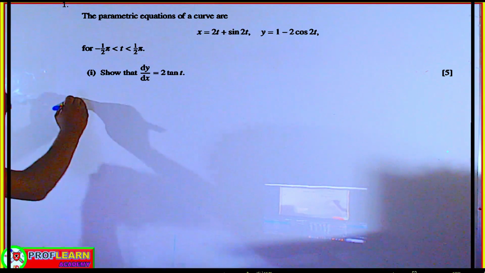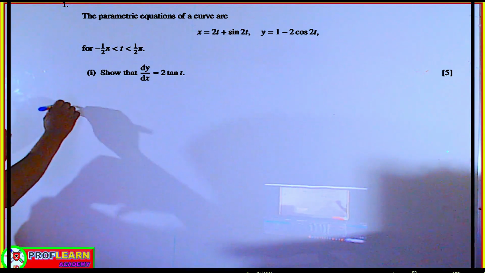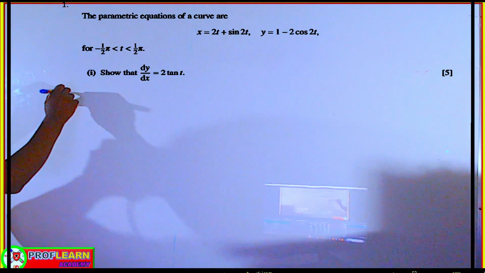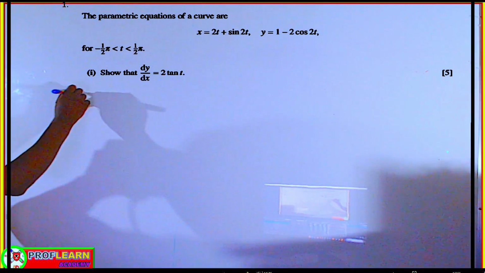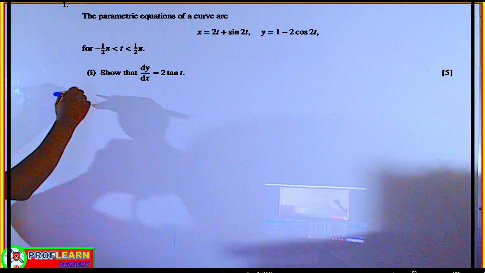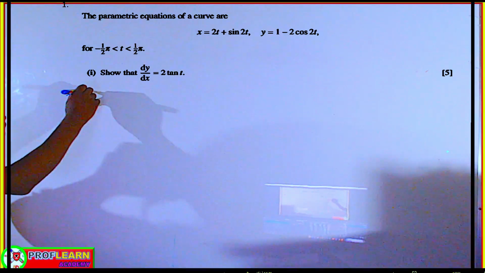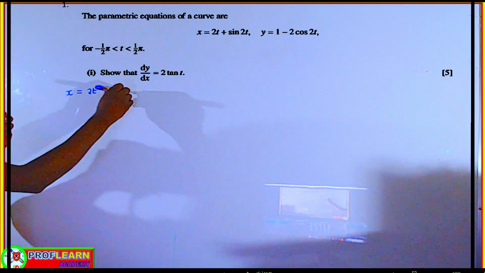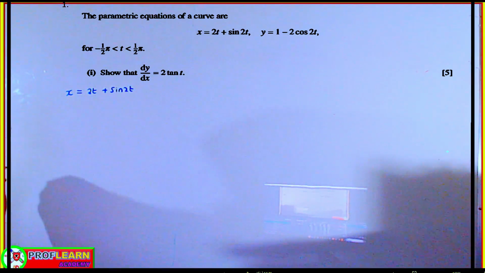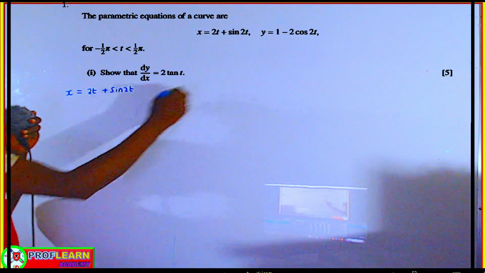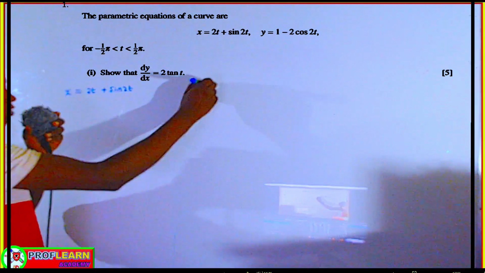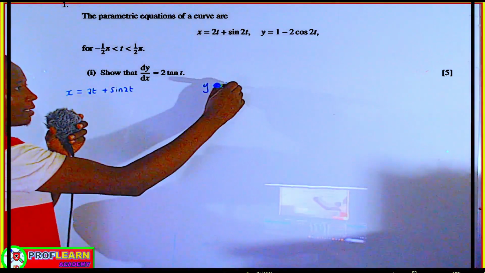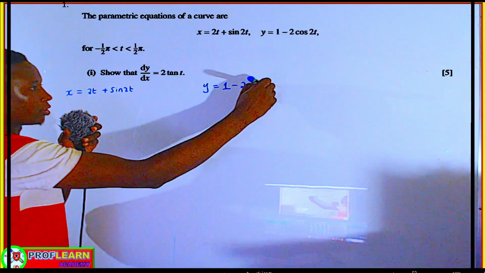The first thing we're going to do here is to write the first parametric equation the way it is given. x is equal to 2t plus sine 2t. So that's the first parametric equation, and the second parametric equation is given as y equals 1 minus 2 cos 2t.